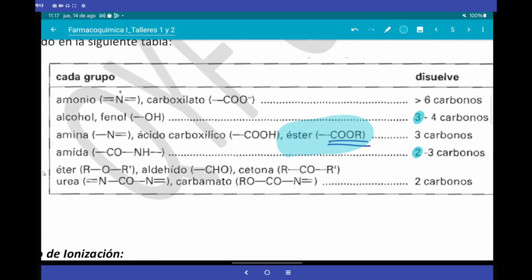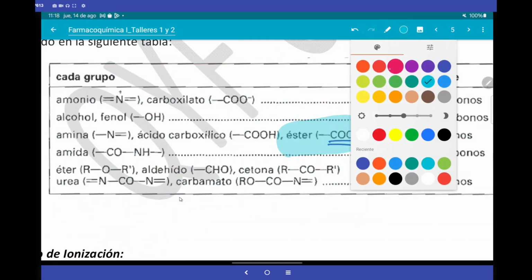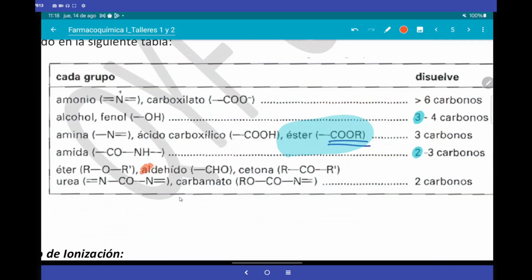However, within all these functional groups mentioned here, there is one that is rarely in a drug, so we are going to mark it. And now the question is why? Because there are almost no drugs with aldehydes. There are a few cases, for example the hormone aldosterone.